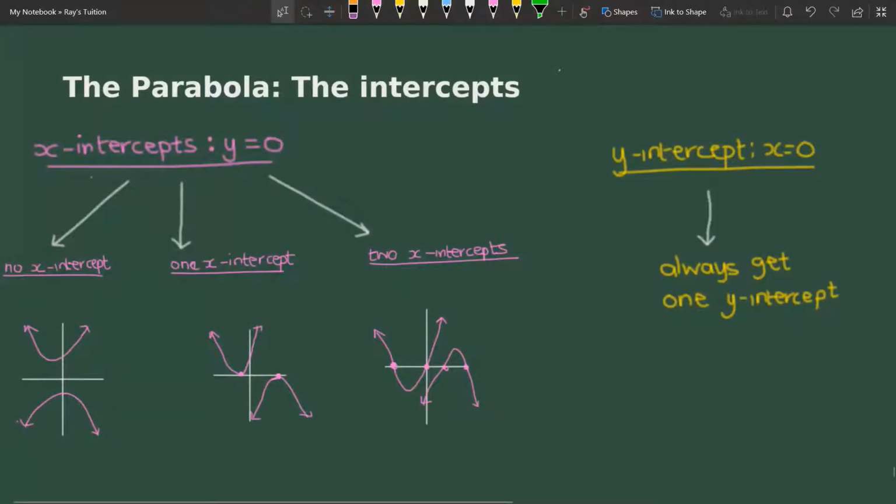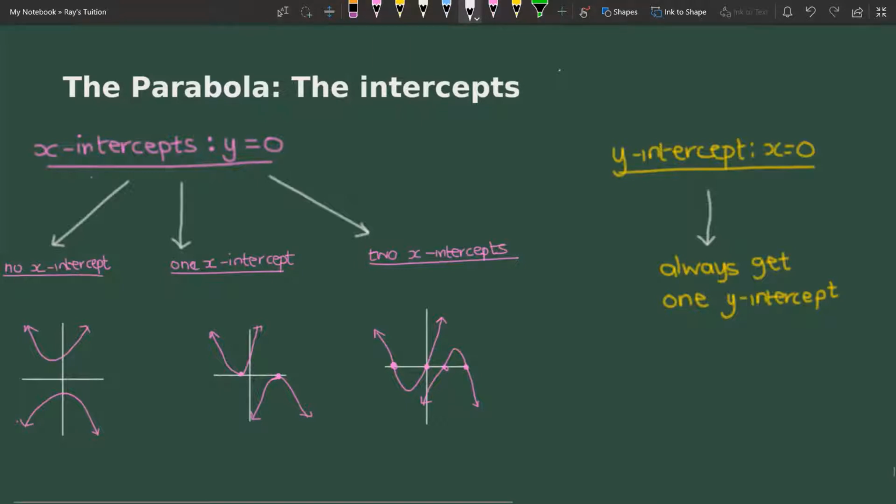Everybody, and welcome to the next video on the parabola. In this video, we have a look at the intercepts. Now, the parabola has two types of intercepts. So it's got the X-intercepts and the Y-intercepts. So let's have a look at the X-intercepts.